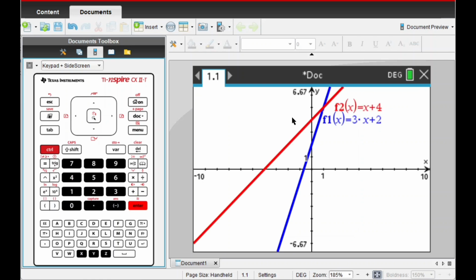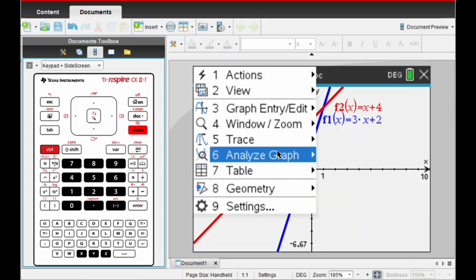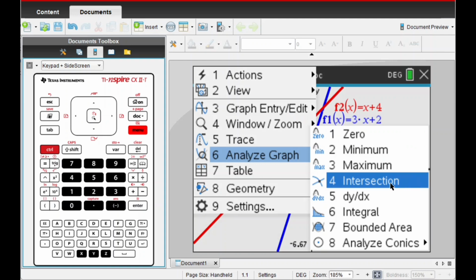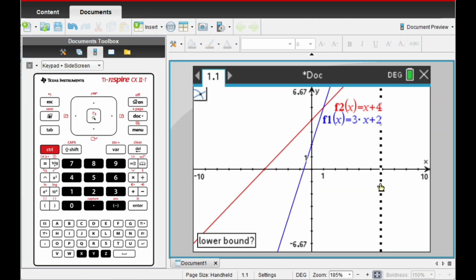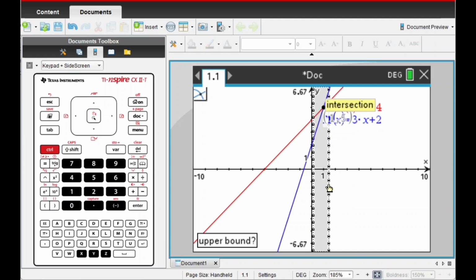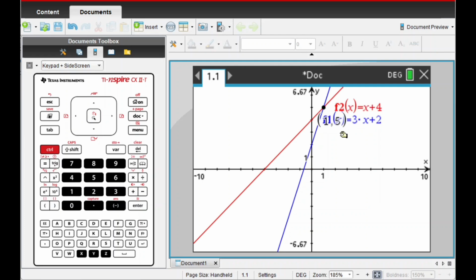Press enter. Now we want to find this point of intersection here. So to do that, you're going to go to menu, analyze graph and intersection. Comes up with these dotted lines. We want to just put it either side. Just click on the calculator before it or after it and scroll past. As soon as it finds an intersection, it's going to pop up there in yellow. So just click again, and you can see here it has found the intersection point of 1, 5, which is what we found when we did it by hand.